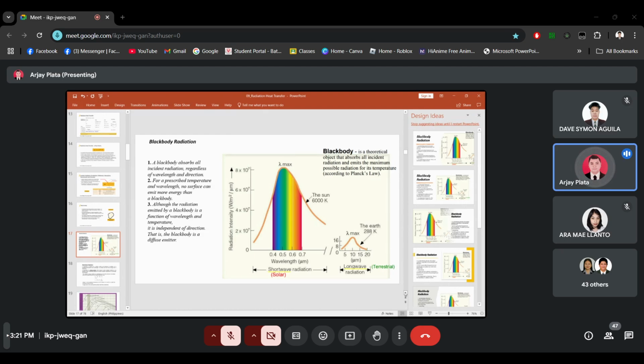Although the radiation emitted by a black body is a function of wavelength and temperature, it is independent of the direction, that is, the black body is a diffuse emitter.